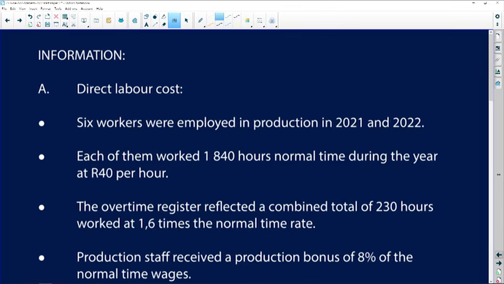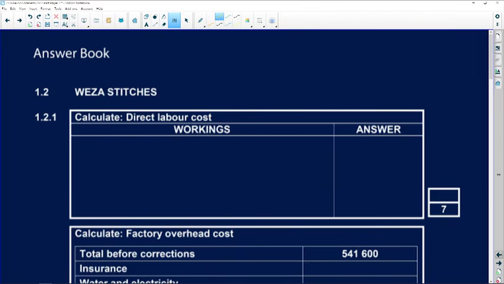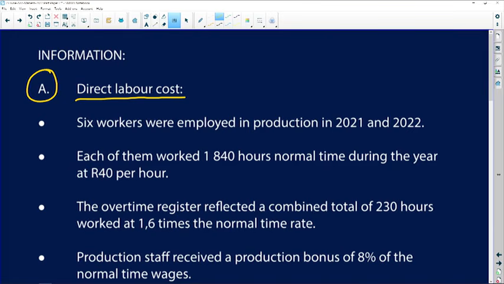So there we go. Information A deals with direct labour cost. So the first question obviously wants me to calculate direct labour cost. So let's go through the info and do this calculation. Direct labour cost, remember, refers to those that are physically working in the factory and producing the items.